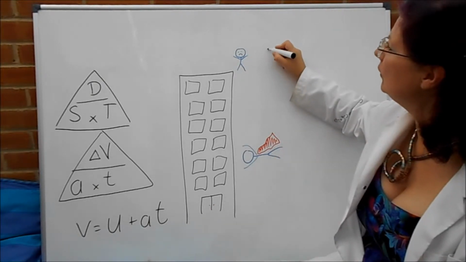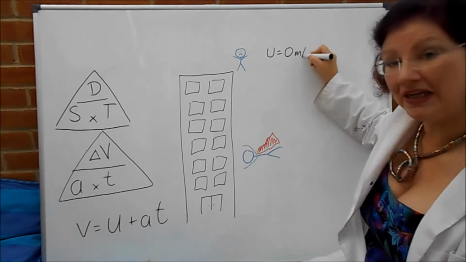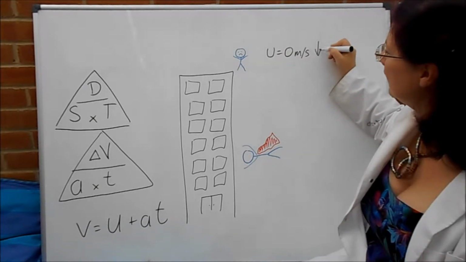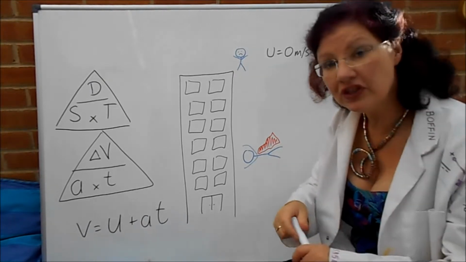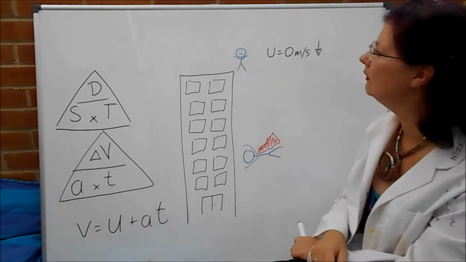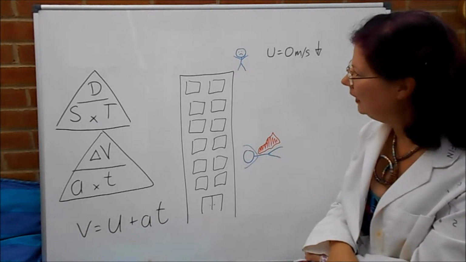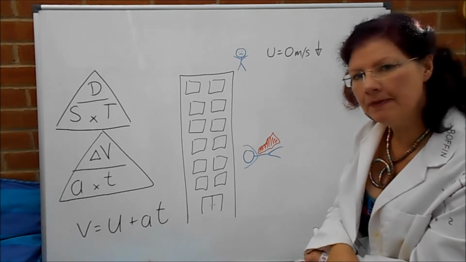But here, your initial velocity is 0 meters per second downwards. Of course, if it's a velocity, we do have to specify a direction, because directions actually matter for velocity. Fairly obviously, it's downwards. Okay? So, that's your initial velocity.